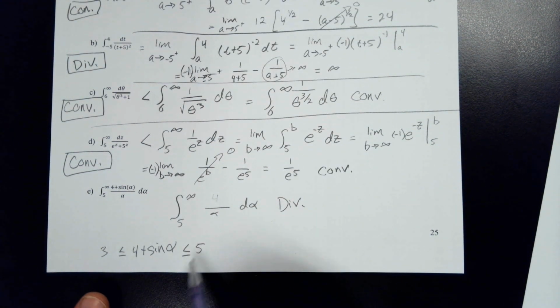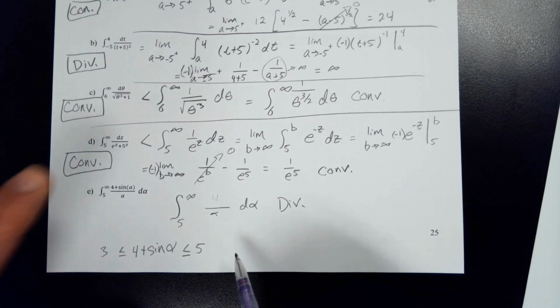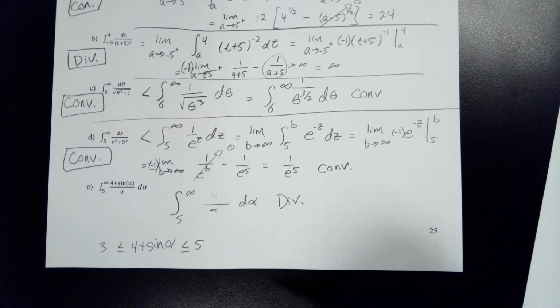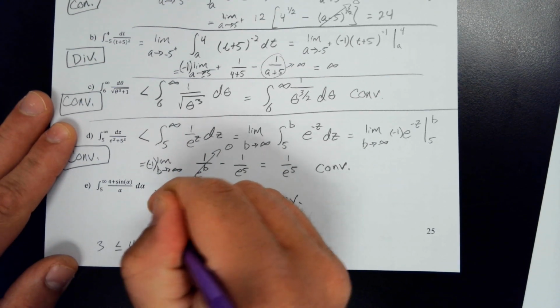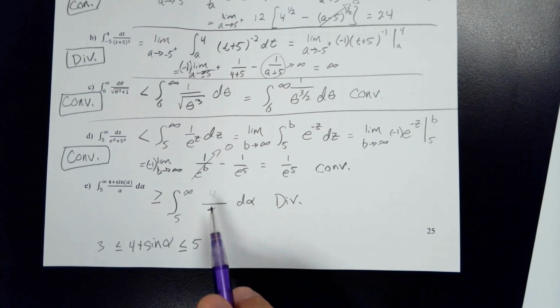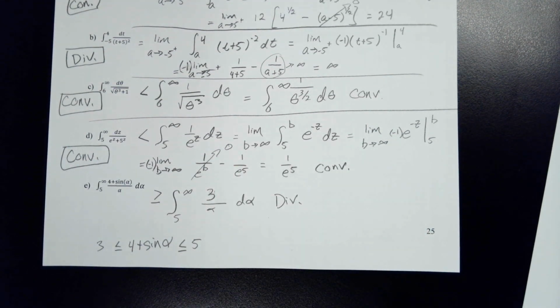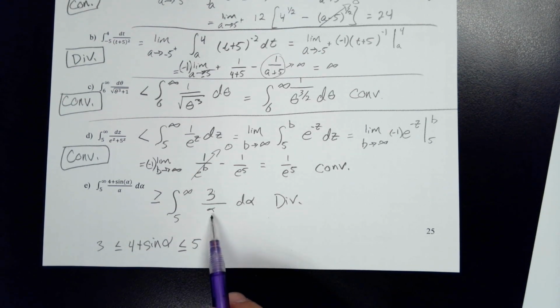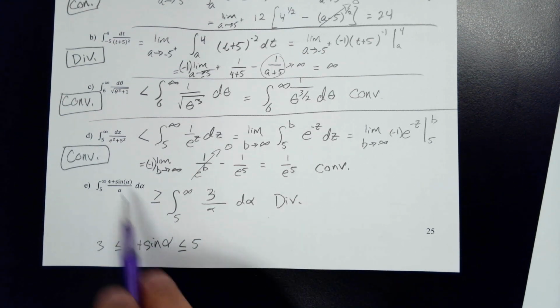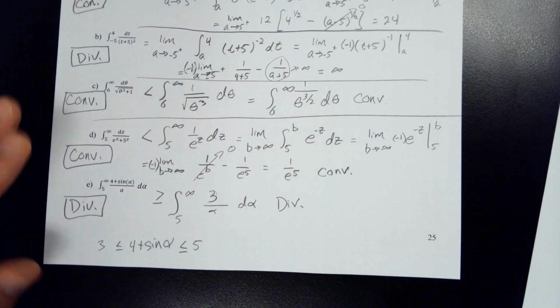So which way do I want to go? Do I want this one to be smaller than this one, or do I want it to be bigger than this one? I want this one to be smaller. I want this to be bigger than an integral that's going to diverge. So what I want to do is I want to go this direction, because I want to prove that this one diverges. So what number should I use here? Should I use a 5 or a 3? Well, if I want the smaller one, 3 is smaller. So 3 is going to work. This integral definitely diverges because I have alpha to the 1 power, so it diverges. This integral is bigger than something that diverges, so it diverges as well.